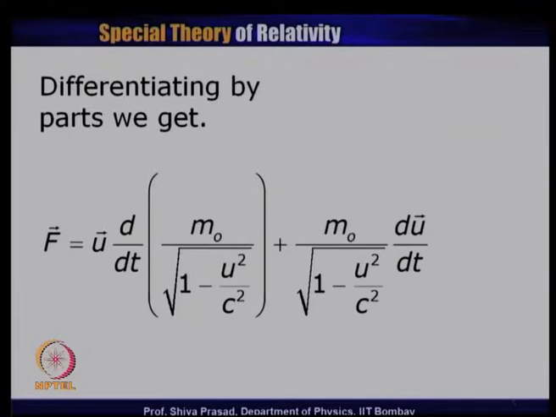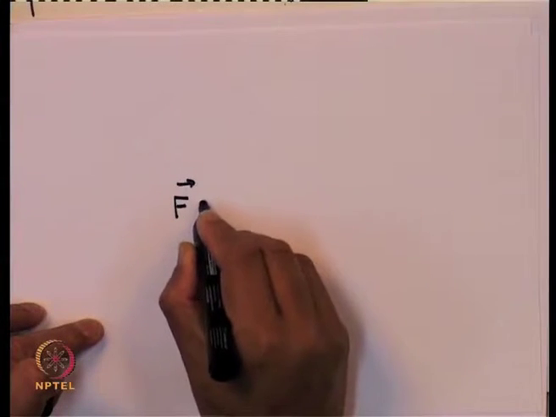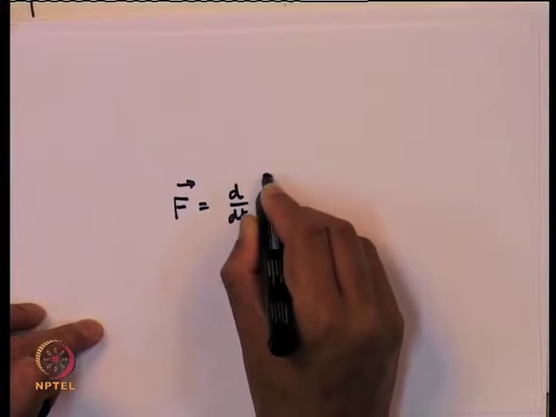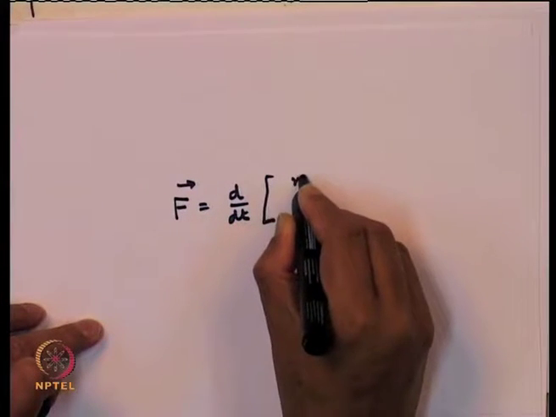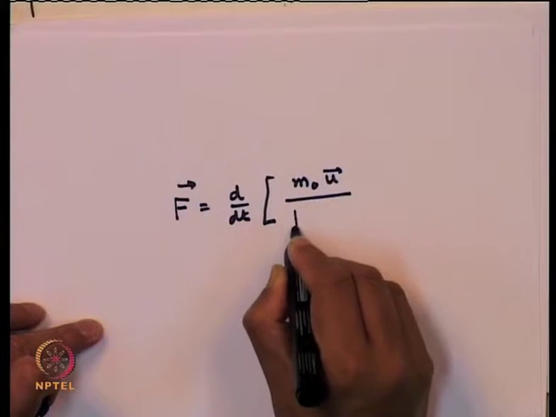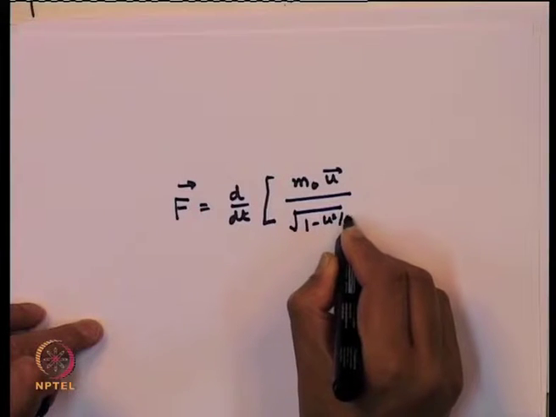As we have seen, the force that we have written was force is equal to d/dt of m naught u under root 1 minus u square by c square.